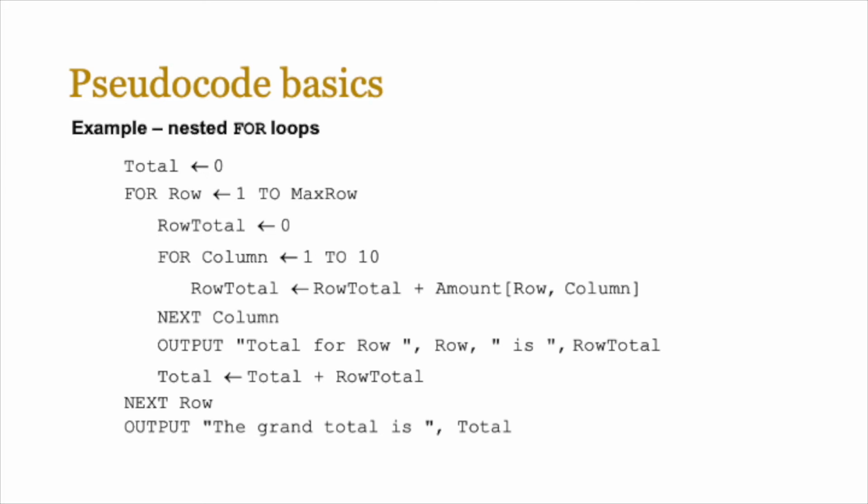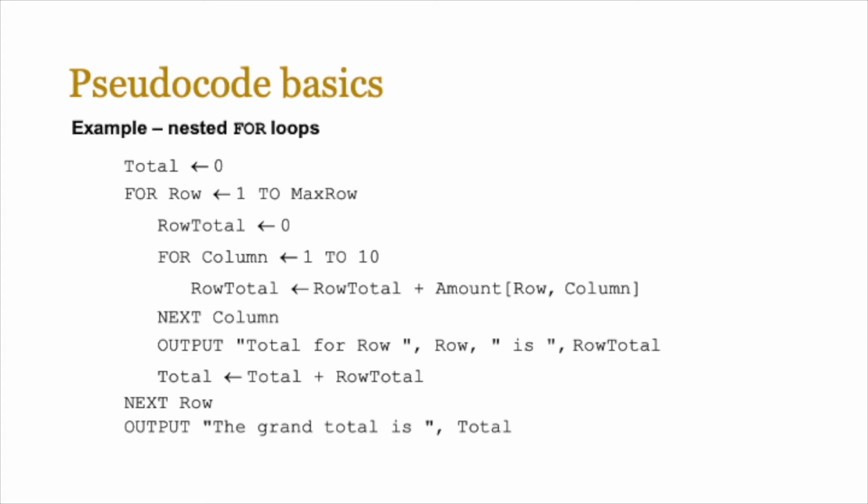Once we've done that, we're then going to do another loop and saying for no matter how many columns there are. In this case, we've given it a fixed 10 columns. For each column, just add the value that is in that row's cell to the row total. So row total is equal to row total plus the amount for row and column.